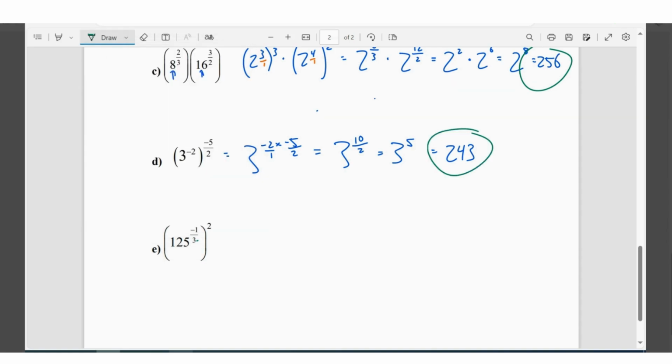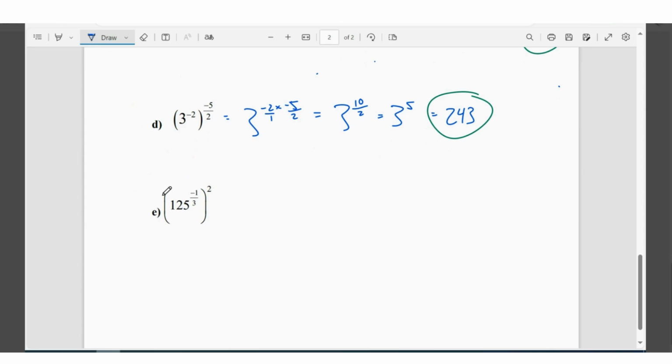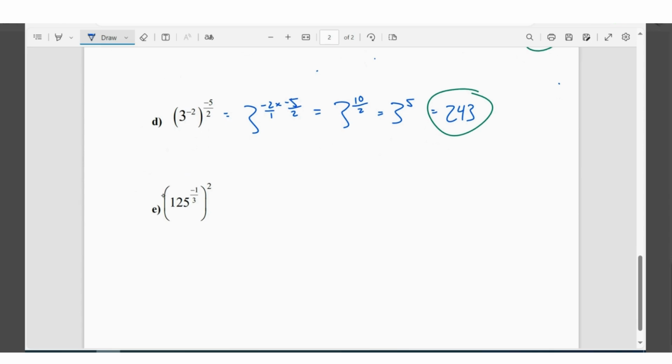And our last one, you could distribute this inside. I want to deal with this. When I see this 1/3, I'm drawn to the idea of root, and I know that 5 cubed is 125. So I would like to show this as 5 to the power of 3 to the -1/3. And this whole thing is still squared. And now let's deal inside. We have 5 to the power. Remember, this is over a little invisible 1.